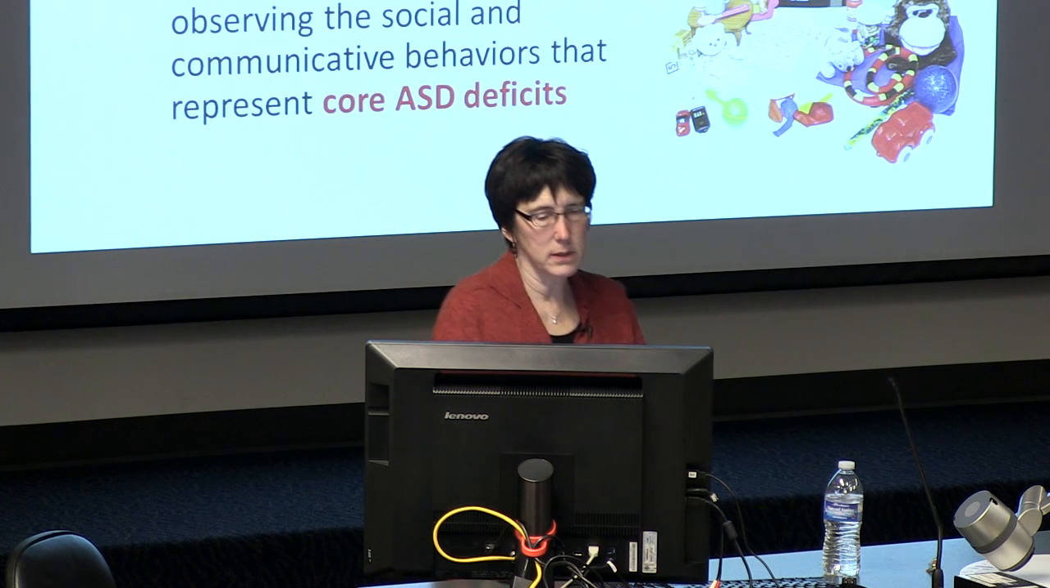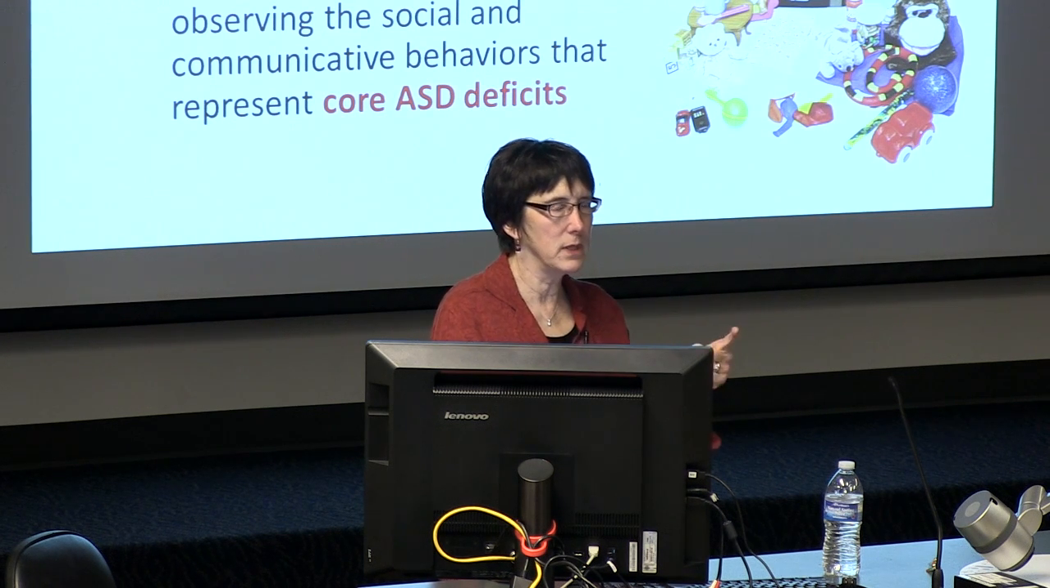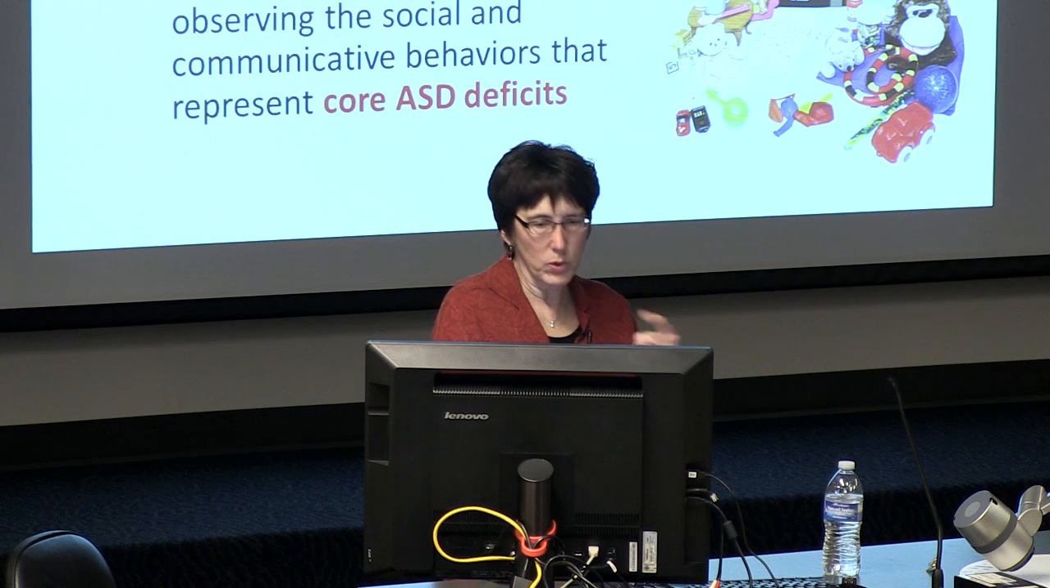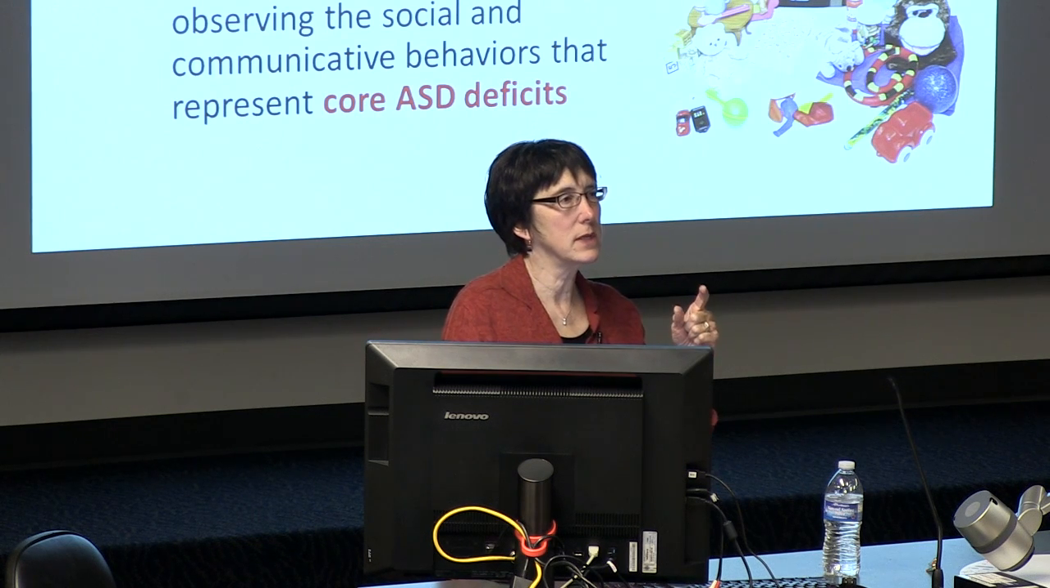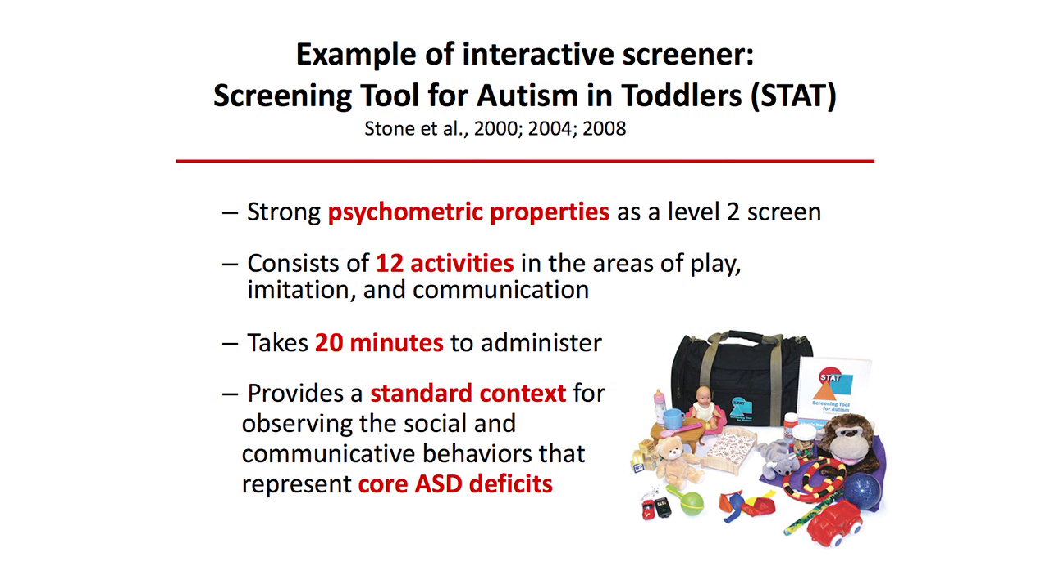So this is the STAT, the one I have a conflict with, but it's an example of an interactive screener. It's not the only thing, but it is what we use. So it works as a level 2 screen. Which means that it comes up with a risk. You get a risk score, so you're either at risk or not at risk for autism. There are 12 activities in play, communication, imitation. It takes 20 minutes, and it provides a standard context for observing these core social and communicative behaviors that are important, that are deficit areas.